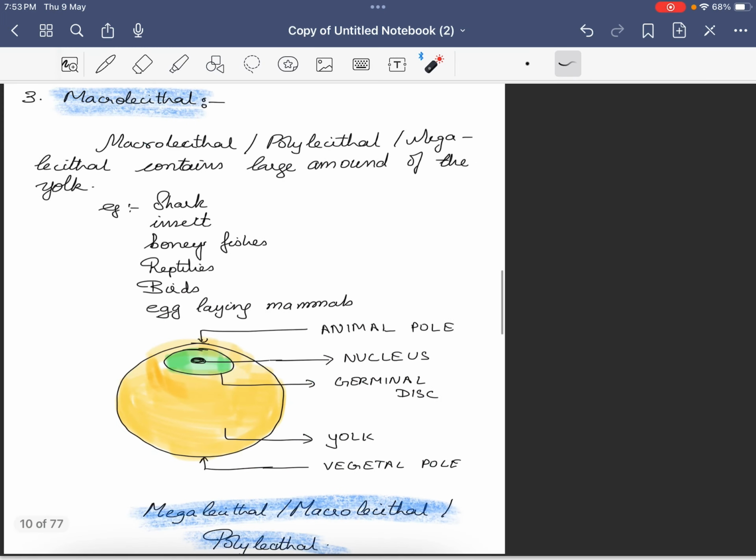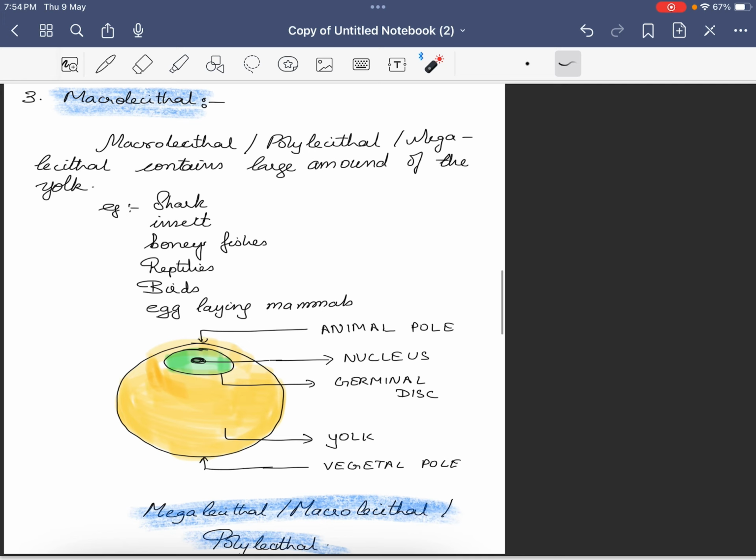Third one is the macrolecithal or polylecithal, or the megalecithal. See, almost the whole part of the egg, you can see it is composed of which one? The yolk portion. So the yellow color portion, apart from the disc region, you can see that the entire yellow color portion shown here is the yolk region. So it has a very large amount of yolk content present. You call it macrolecithal or polylecithal or megalecithal.